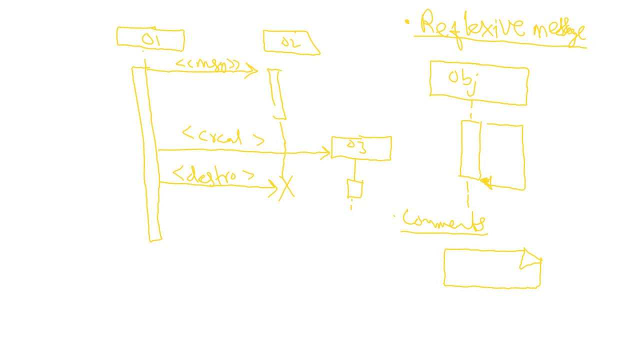This is the symbol for comment. So what can you write here? You can write a comment here. If you want to mention, for example, you have an object here, obj, and this object has some lifeline, and you want to mention some comment, you can just put it here and write a comment about this object. Is it clear up to here?